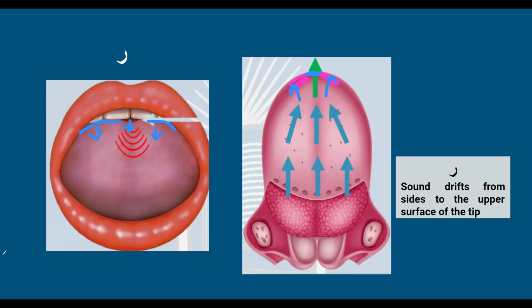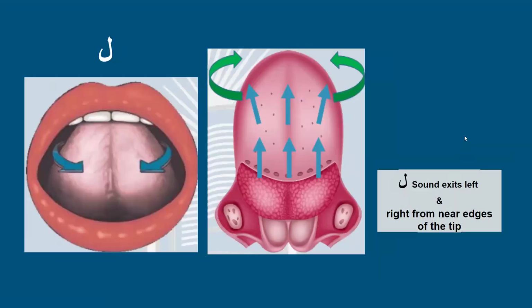For the letter lam, the deviation would be, you can see it in the image here. You can see there is a blocking from the front. The tip is sticking to the upper internal gum, so the sound cannot come out from this side. However, the sound is able to come out from the sides, right and left. So this is called drifting. The normal passage for the sound to come out should be from the front. But because the tongue is blocking the opening from the front, the sound is finding its way out from the side. So this is called deviation, deviating. I hope this is clear.